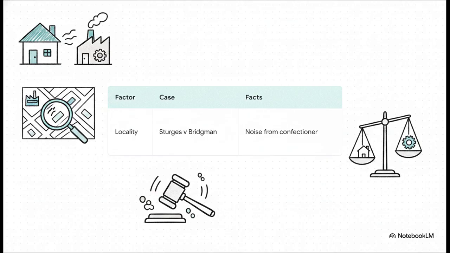Right, so the first big factor is locality. This is beautifully laid out in Sturgis versus Bridgman, where the whole vibe of the neighborhood basically dictated what was legally acceptable. In this one, a doctor built a brand new consulting room right next to a confectioner's workshop. Now, that workshop had been running noisy machinery for years, but the court actually ruled in favor of the doctor. Why? Because the area was highly residential and professional, making that level of noise and vibration a legal nuisance.